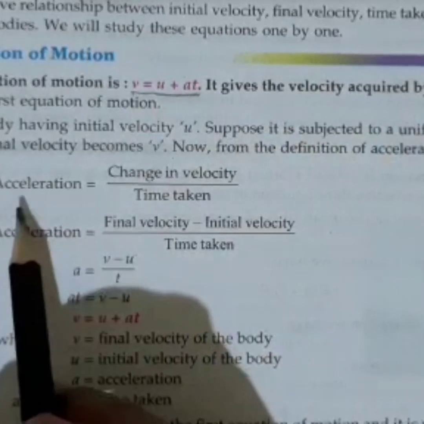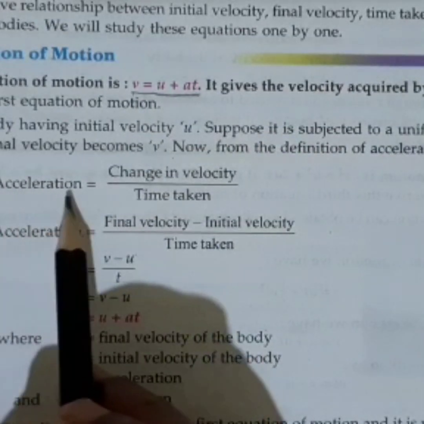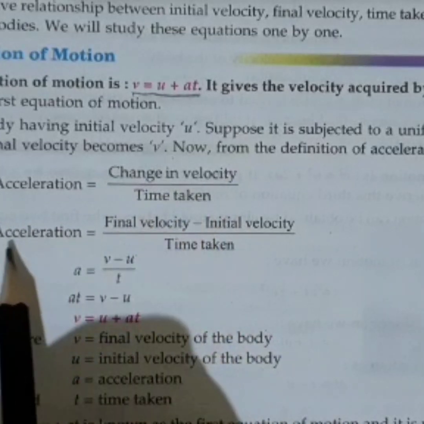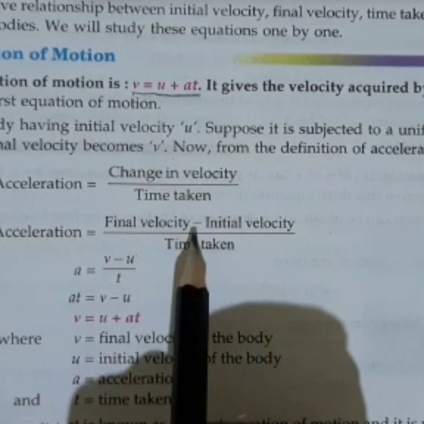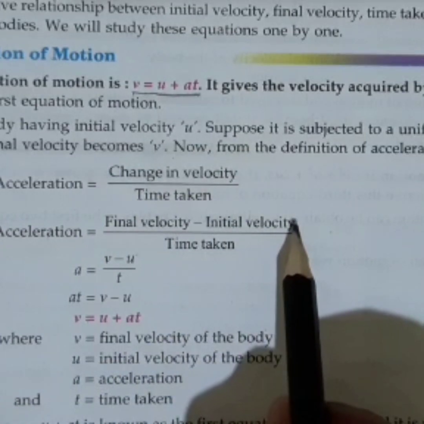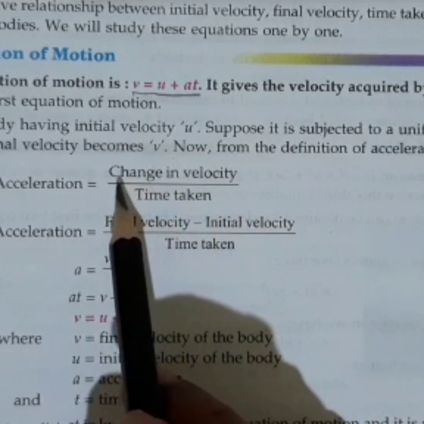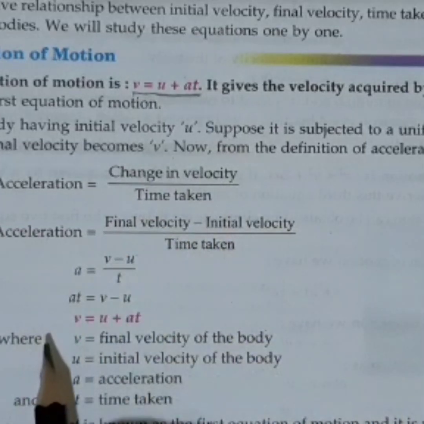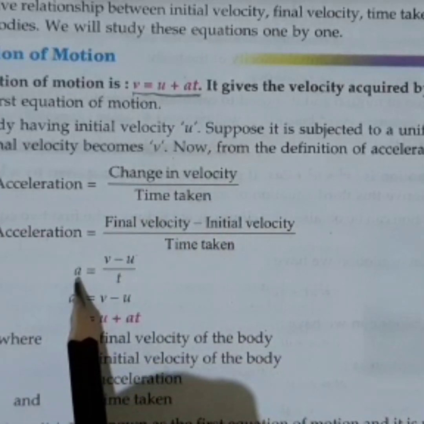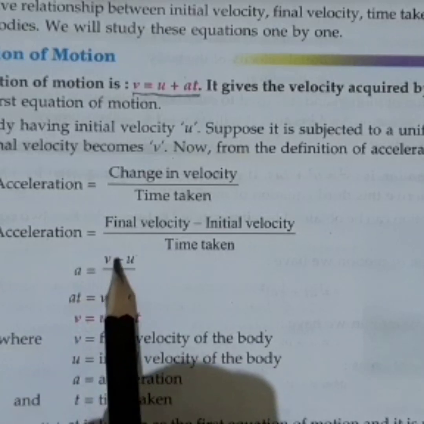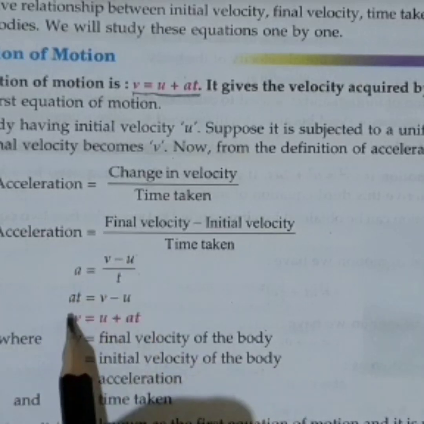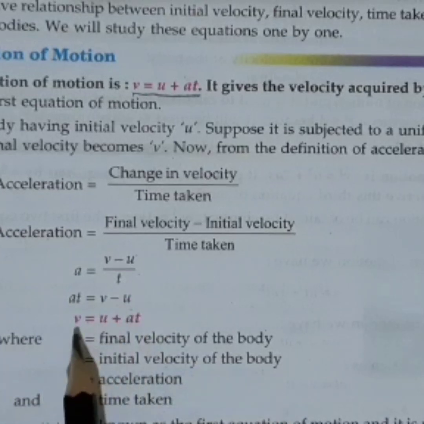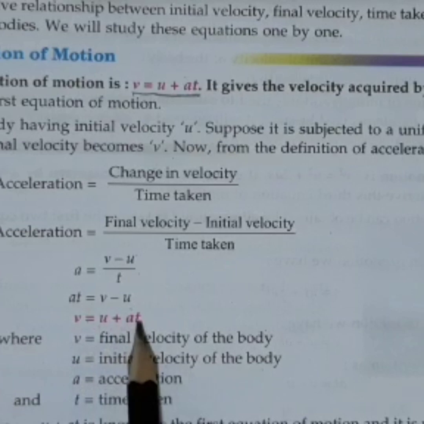So in equation form, we can write acceleration is equal to change in velocity divided by time taken. Acceleration is equal to final velocity minus initial velocity, that represents the change in velocity, divided by time taken. By notation, a = (v - u)/t. That is, at = v - u. So v = u + at.